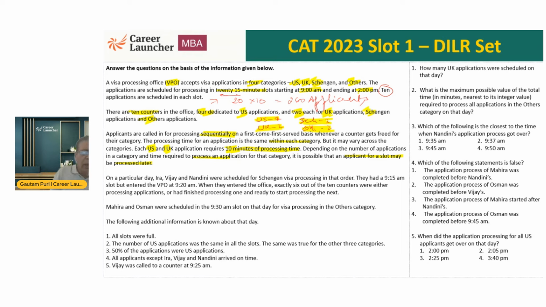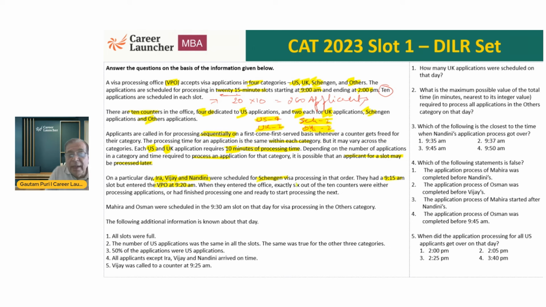On a particular day, Ida, Vijay, and Nandini were scheduled for Schengen visa processing in that order. That means Ida was scheduled before Vijay and Vijay before Nandini in that sequence. They had a 9:15 a.m. slot but entered the VPO at 9:20 a.m. Now, what does this line mean? It means that these 3 people, Ida, Vijay, and Nandini, who had a Schengen visa processing appointment, should have come at 9:15 a.m., but they were delayed and they came at 9:20.